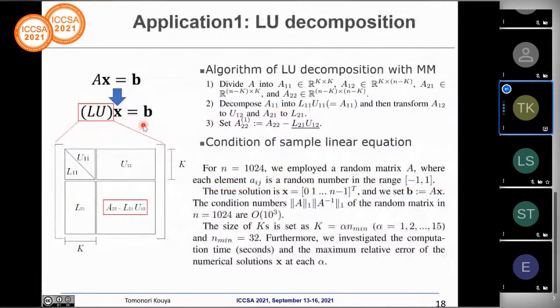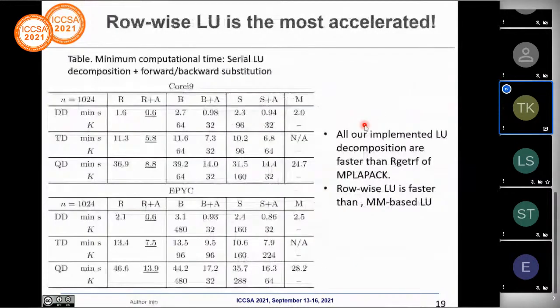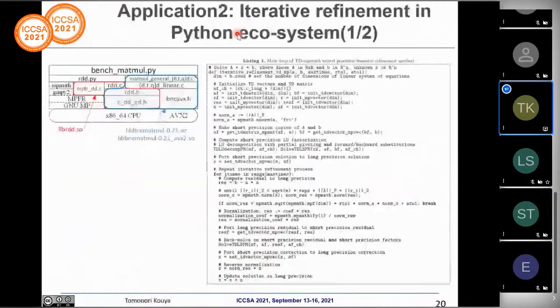So this is an application of our library. One is LU decomposition. This table shows the result obtained by using our simultaneous LU decomposition. According to these tables, simultaneous row-wise LU decomposition is the most efficient routine. So we use simultaneous row-wise LU decomposition as the default setting.